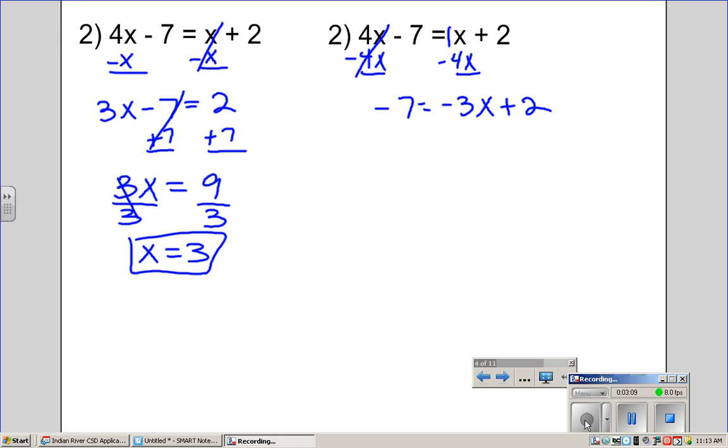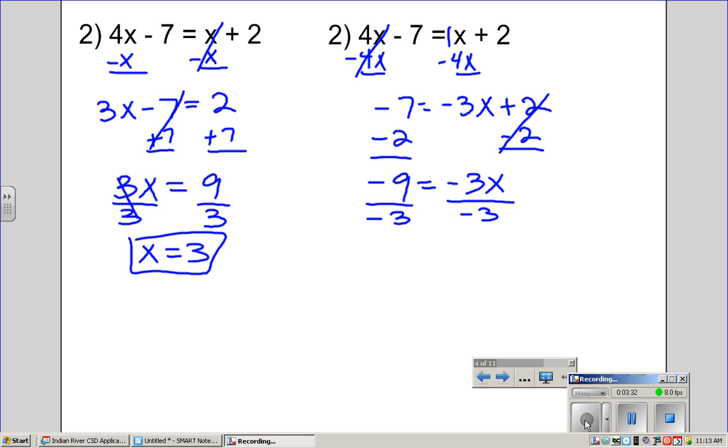Now my x is on the right. They're adding 2, so we're going to subtract 2. Negative 7 and negative 2 are negative 9. My positive 2 and negative 2 add up to 0. Last, x is being multiplied by negative 3, so we will divide by negative 3. Which also gives us x equals 3.